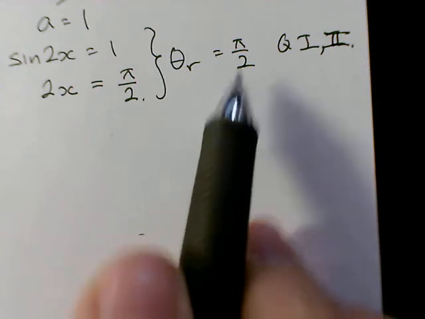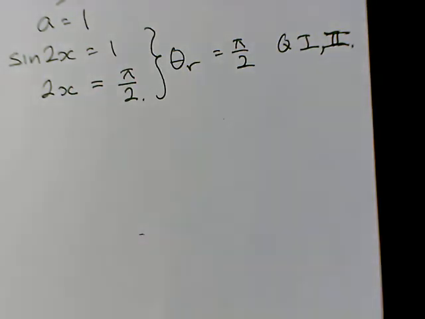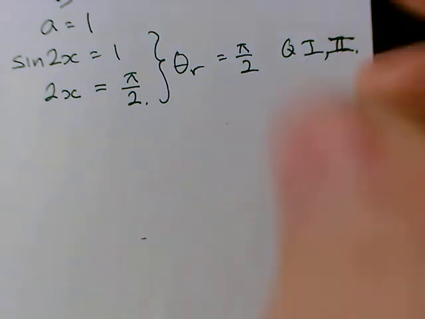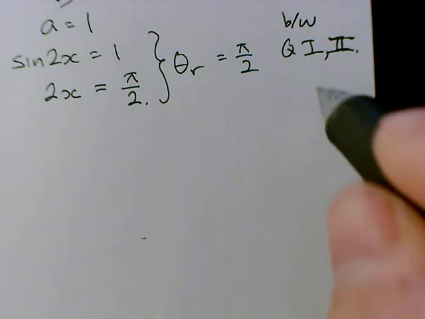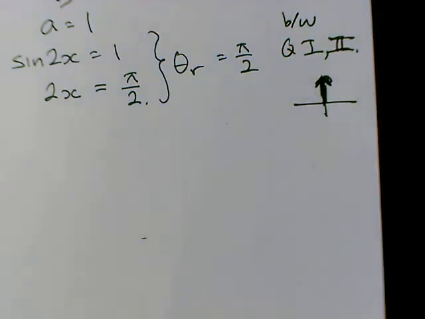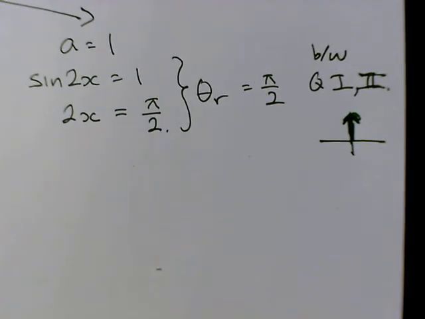Oh, wait a minute. This is 90 degrees. So it's not in quadrant 1 and quadrant 2. It's just one angle. I'm so tired. Sorry. Okay, so yeah, it's between quadrant 1 and quadrant 2. It's literally right there. So that means I don't have to worry about two cases. It's just one.